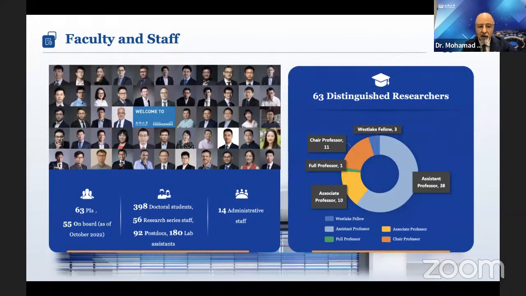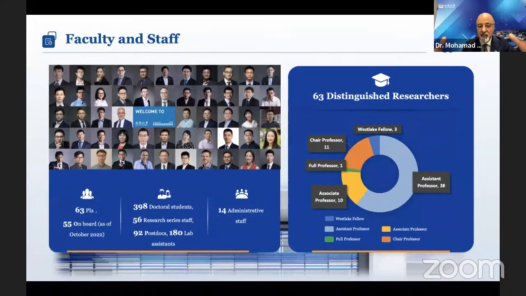55 are on board, and the others are traveling to come. Then we talk about around 400 PhD students with us. We talk about 56 research staff, meaning the research assistants, around 100 postdocs, and 180 other lab assistants. In terms of course, the 63 faculty members, as I just mentioned: 10 chair professors, plus 1 who is coming this time, 1 full professor, 10 associate professors, and 38 assistant professors.